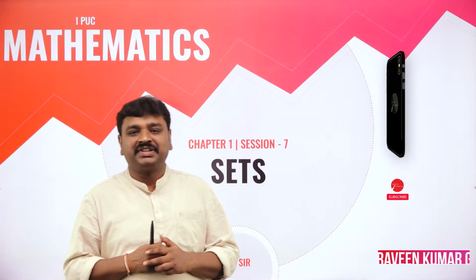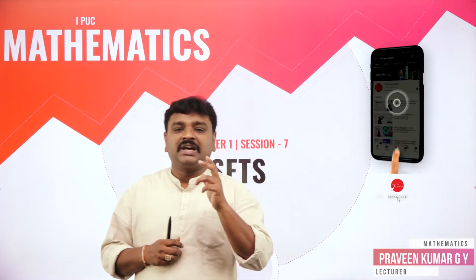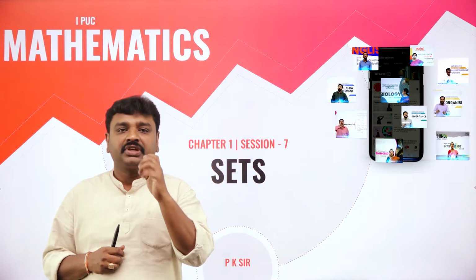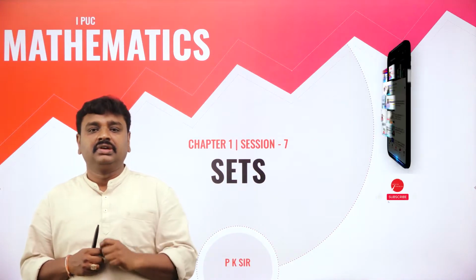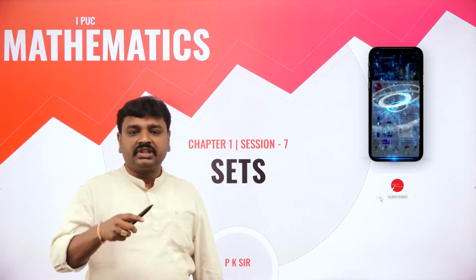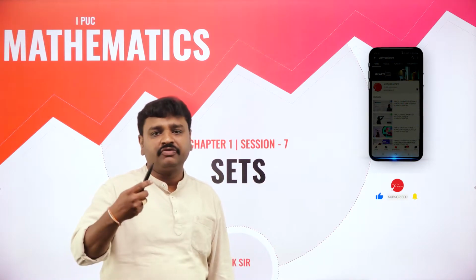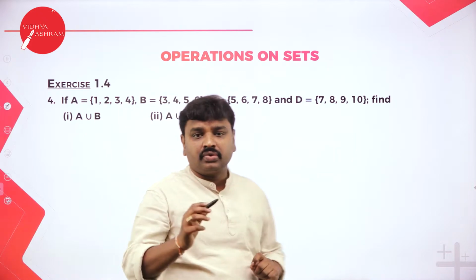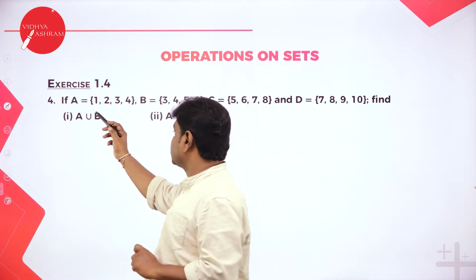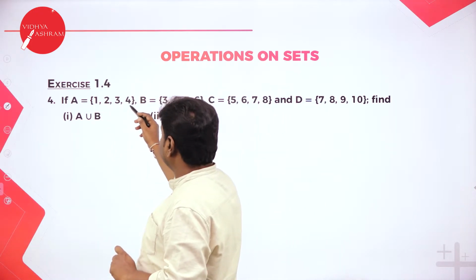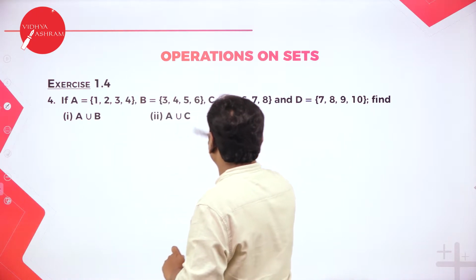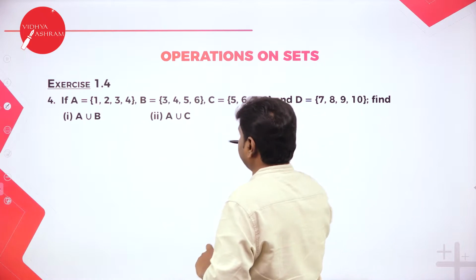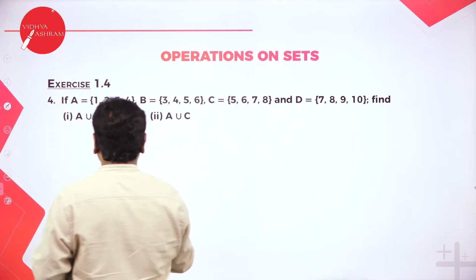Welcome to the session, dear students. In my last class, I taught you some problems based on union and intersection. Now we'll continue with the exercise problems of 1.4, operations on sets. First, A is 1, 2, 3, 4; B is 3, 4, 5, 6; C is 5, 6, 7, 8; D is 7, 8, 9, 10. Find A union B, A union C.